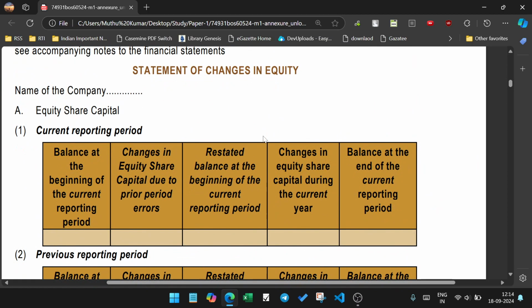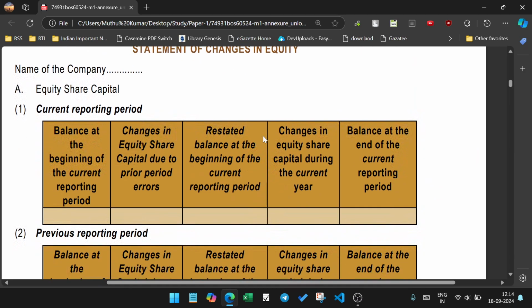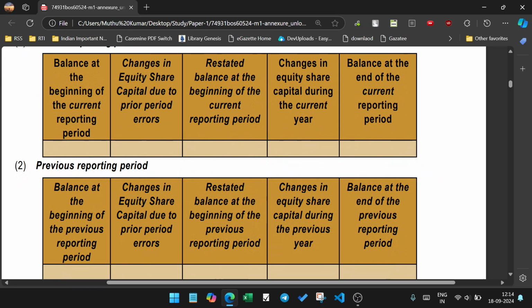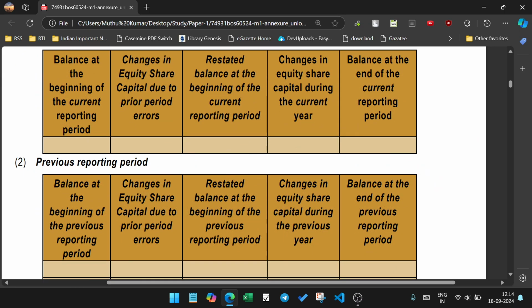Statement of changes in equity. Name of the company. Equity share capital, current reporting period: balance at the beginning of the current reporting period, changes in equity share capital due to prior period errors, restated balance at the beginning of the current period, changes in equity share capital during the current period, balance at the end of the current period.